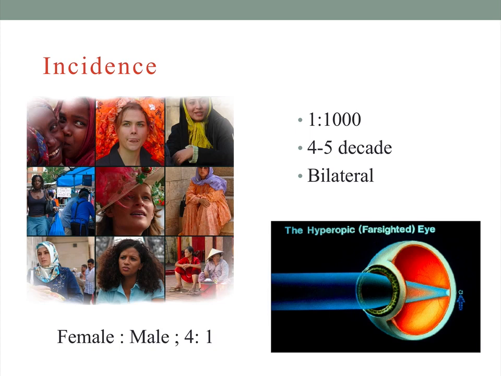The incidence of narrow angle glaucoma is 1 in 1000 and it is typically seen in the 4th to 5th decade. It is usually bilateral but can be asymmetric in presentation. Female to male ratio is 4 is to 1, and the refractive error which is commonly associated with narrow angle glaucoma is hypermetropia.